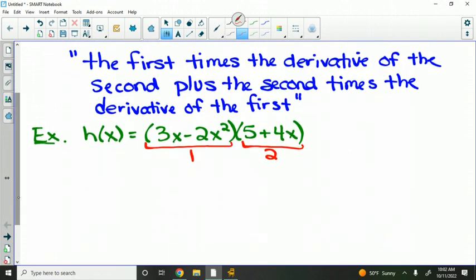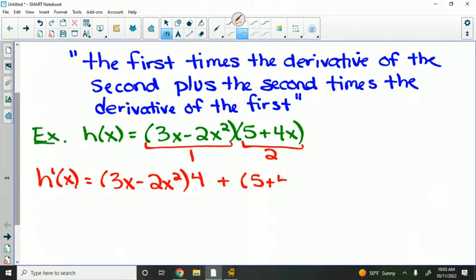And we're going to practice this rule. So h prime of x will be the first, so we keep it as the original, times the derivative of the second. So what would be our derivative of 5 plus 4x? 4. Plus the second times the derivative of the first. So what would our derivative of 3x minus 2x squared be? Yeah, and we've got to put that in parentheses because there's a binomial there. And we're going to leave it like that. That's our answer.